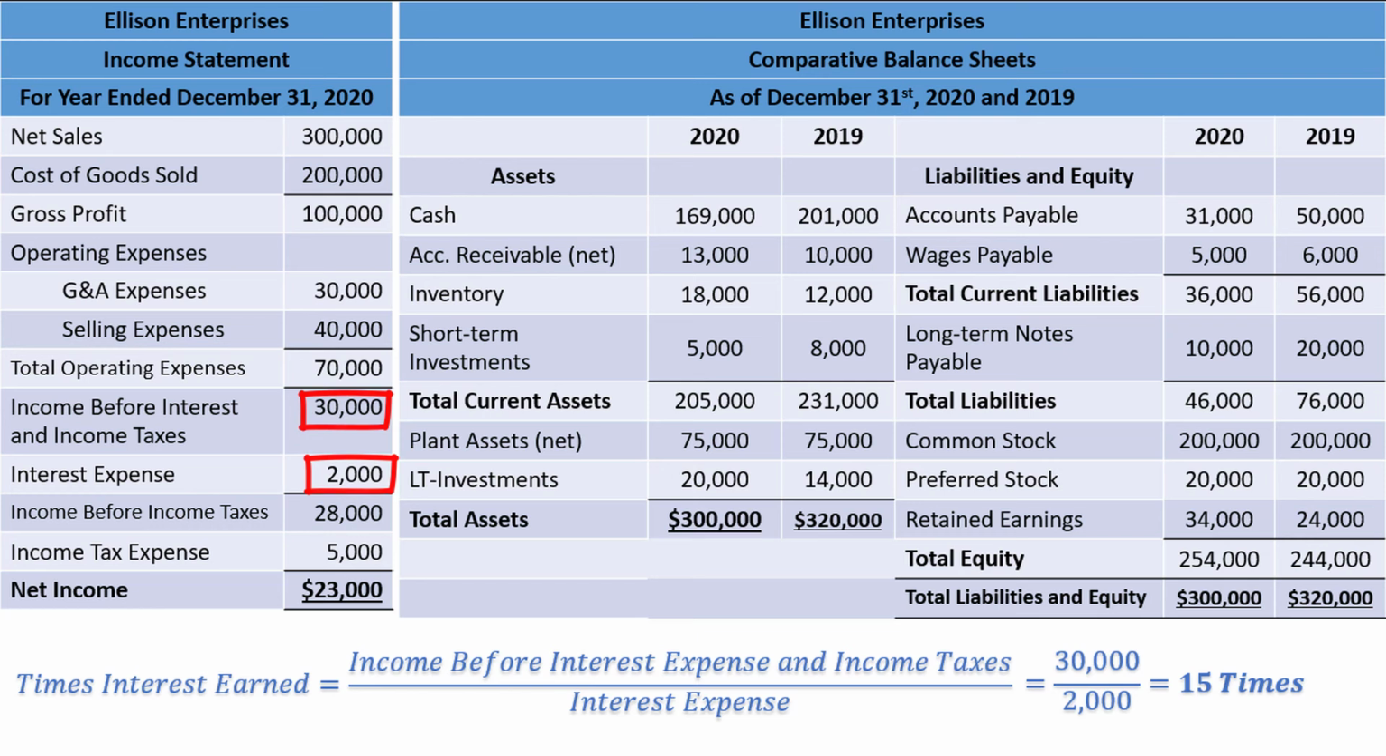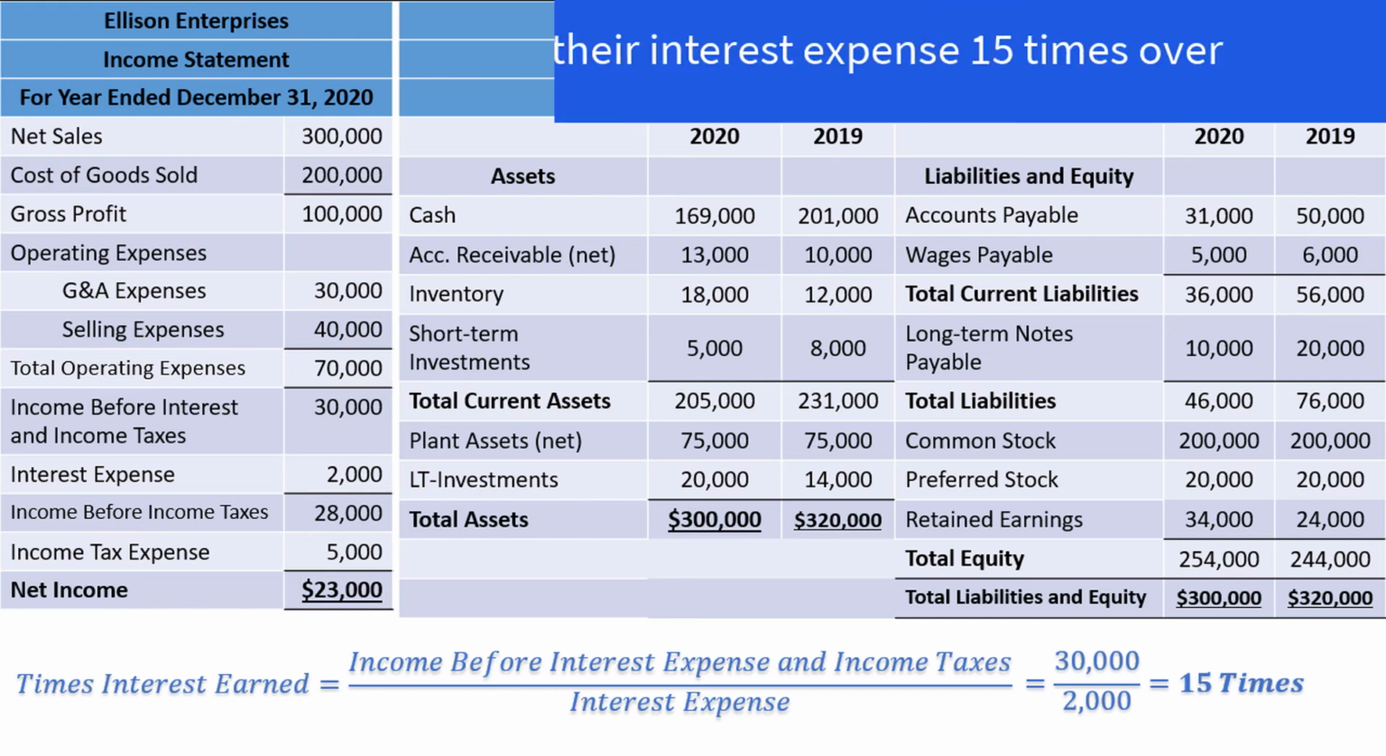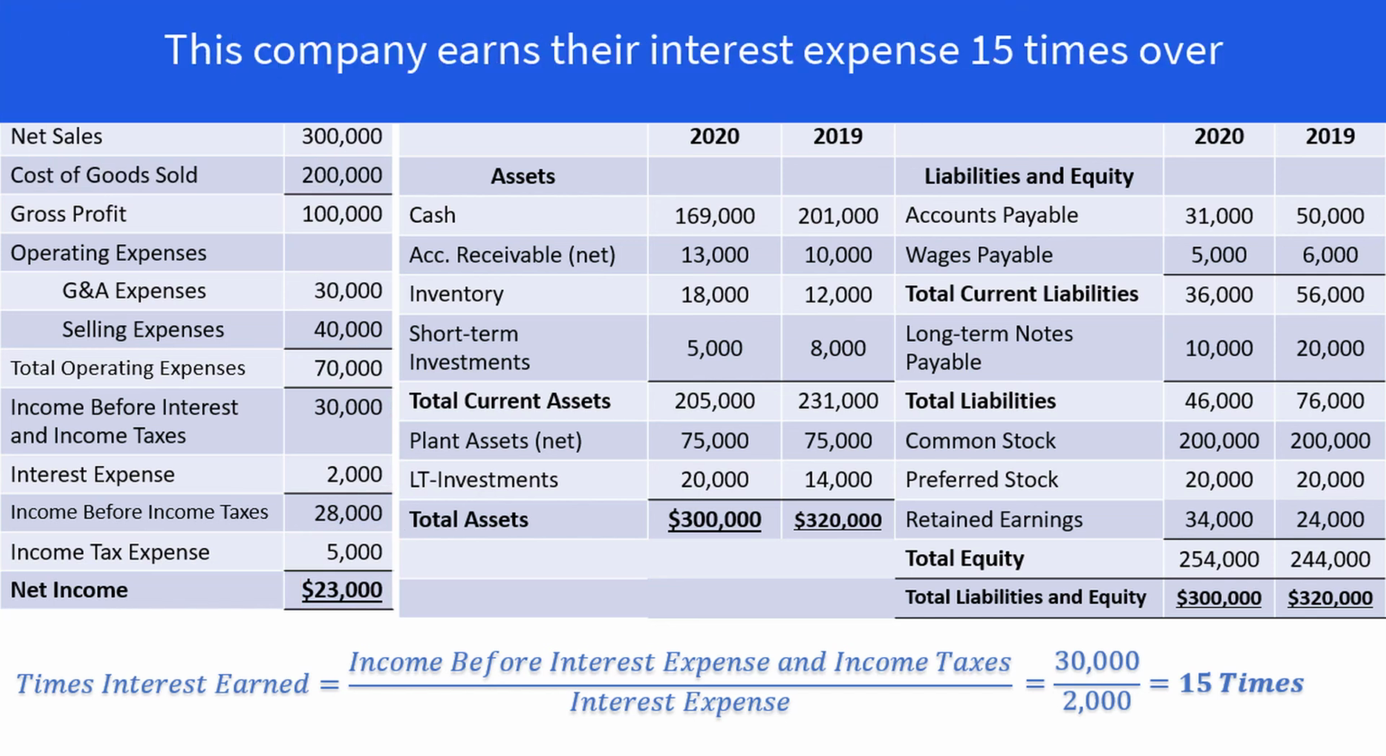Sometimes the label income before interest expense and income taxes won't show up directly on the income statement. In that case, you may have to take the net income, $23,000 in our case, and add back the income tax expense and the interest expense, which are $5,000 and $2,000, to get the income before interest and income taxes of $30,000. Our value of 15 means that this company earns their interest expense 15 times over.